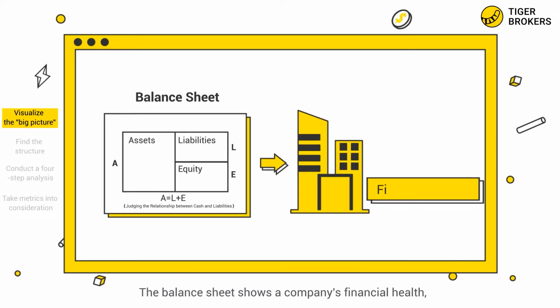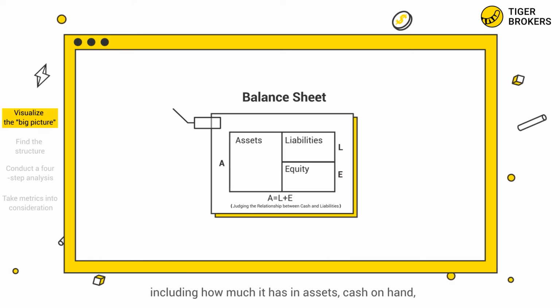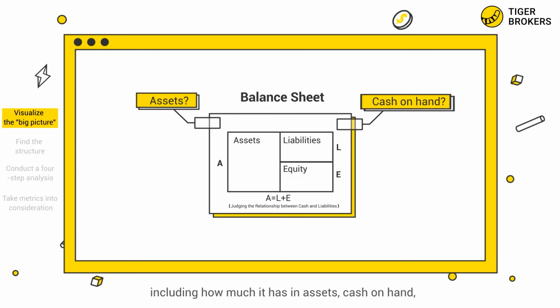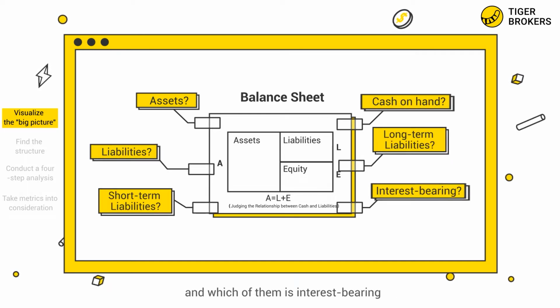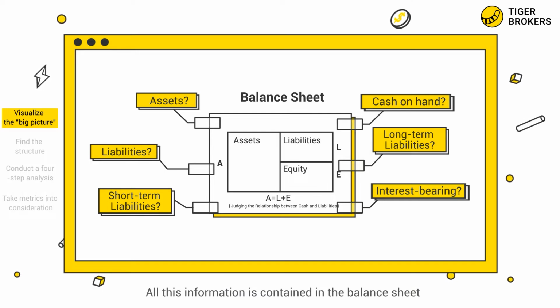The balance sheet shows a company's financial health, including how much it has in assets, cash on hand, and short and long-term liabilities, and which of them is interest-bearing. All this information is contained in the balance sheet.